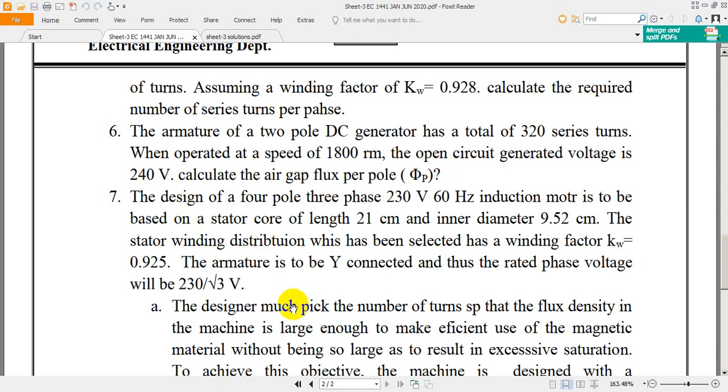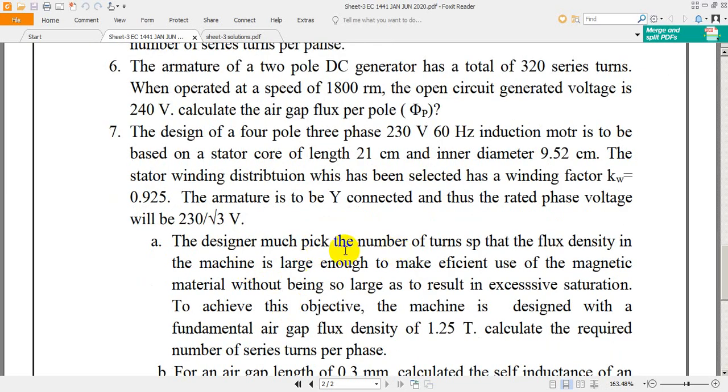What we need to do is design the machine such that the flux density in the machine is large enough to make efficient use of the magnetic material. The objective is to design the machine with an air gap flux density of 1.25, B is equal to 1.25. We need to calculate the number of turns per phase required to generate this flux density with this configuration.